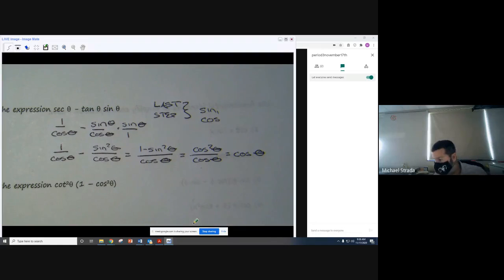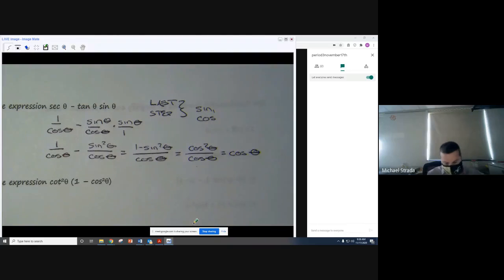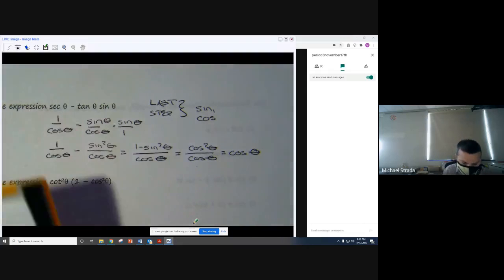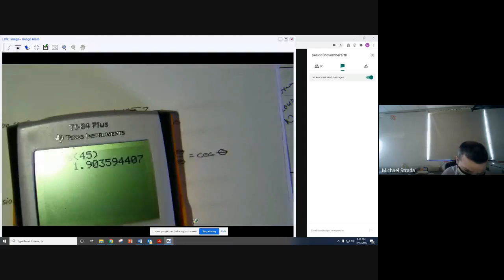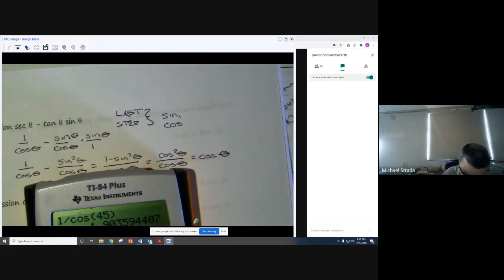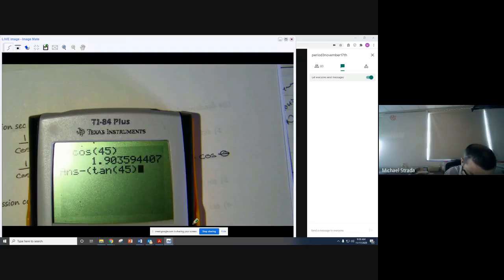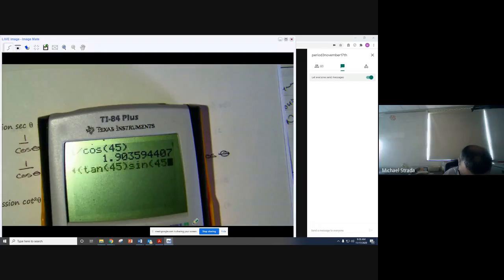How do you do that? Secant. So if you wanted to do 45 degrees or radian, would you put it in degrees or radian? You would do it in degrees, right? So basically, if you want to do the secant of 45 degrees, it's 1 divided by, and secant is the inverse of what? Cosine. So cosine of 45. And you get that decimal. Minus, and then parentheses, tangent of 45 times the sine of 45. And it gives you that.